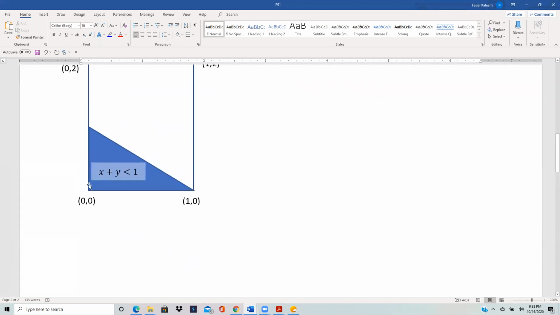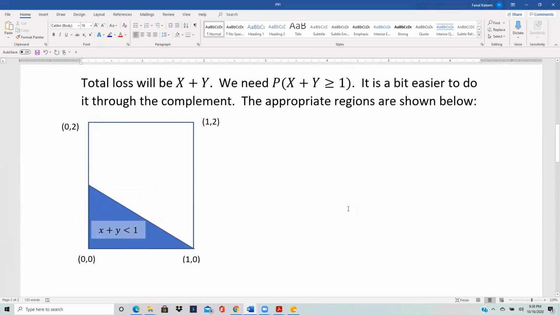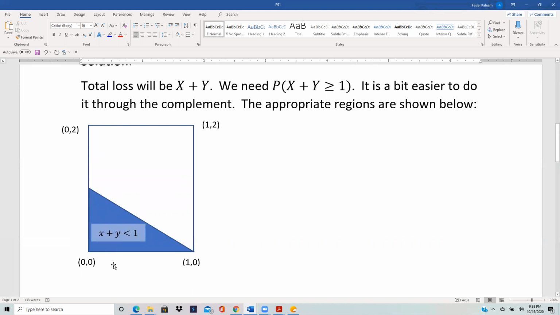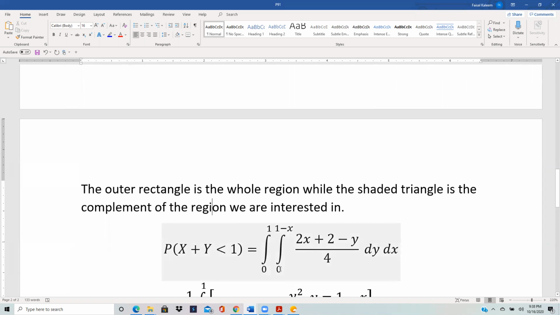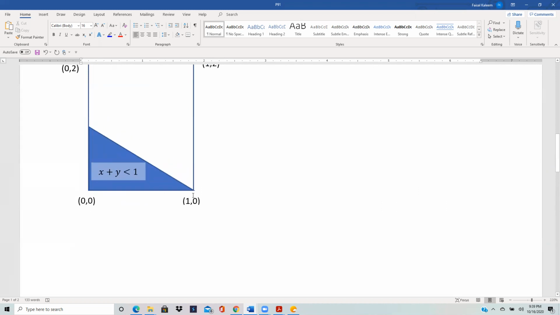So the probability X plus Y less than 1, as we said, we'll do it over the complement region. Again, we are doing it with respect to Y first. With respect to Y means you take a vertical strip. On the lower end of the strip, Y will be 0. And at the upper end of the strip, Y will be 1 minus X, because this is the line Y equals 1 minus X. So Y goes from 0 to 1 minus X, and X goes from 0 to 1.